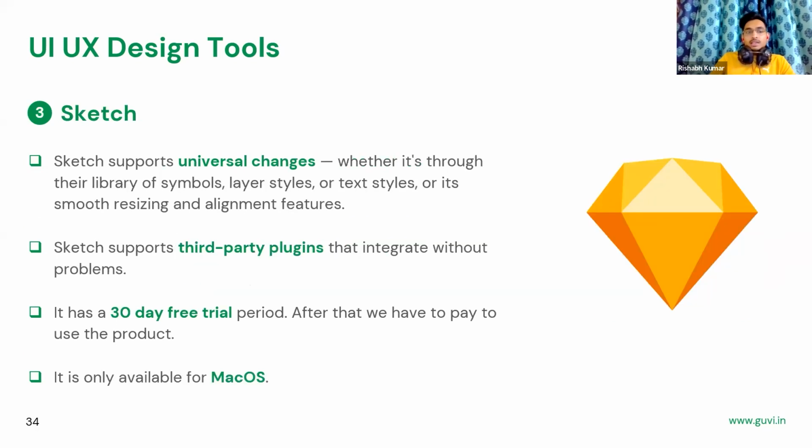The third one is Sketch. Sketch supports universal changes. Universal changes as in, if you have designed multiple screens, you can just select one of the screens. Like if you want to change the font of the elements in all of the screens, in earlier applications you have to manually do it in every screen. You have to select the button. If you want to change the color of the button, you have to change it in every screen manually. But in Sketch it supports universal changes.